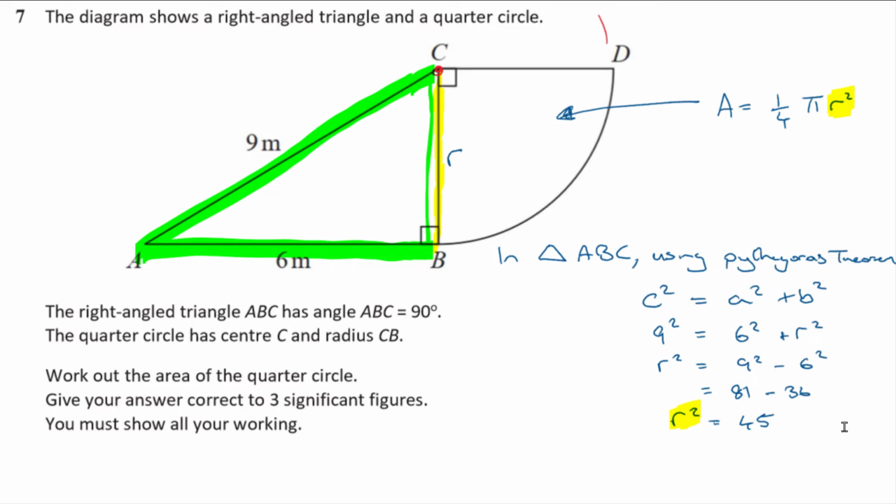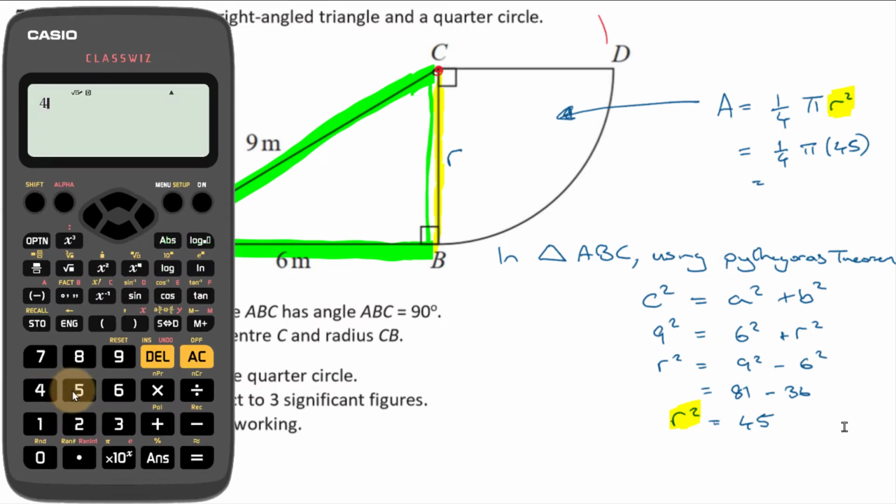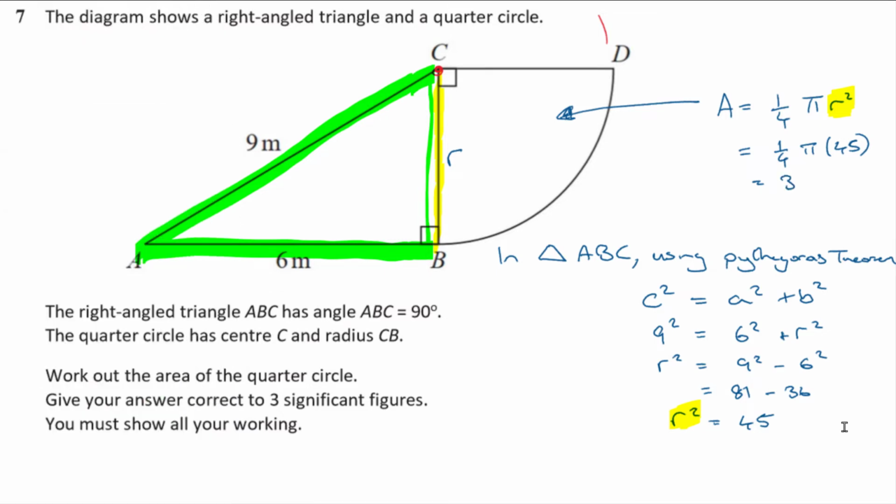Okay, so coming back to my original thing that I wrote down, the area of a circle is a quarter pi r squared. It's going to be 1/4 of pi times r squared, and we know that r squared is 45. Okay, so I just need to find a quarter of 45 and times it by pi then. So what's that then? 45 pi divided by 4 basically, isn't it? So that comes out to be 35.3 to 1 decimal place, or 3 significant figures. 35.3. What's the units? Meters squared.